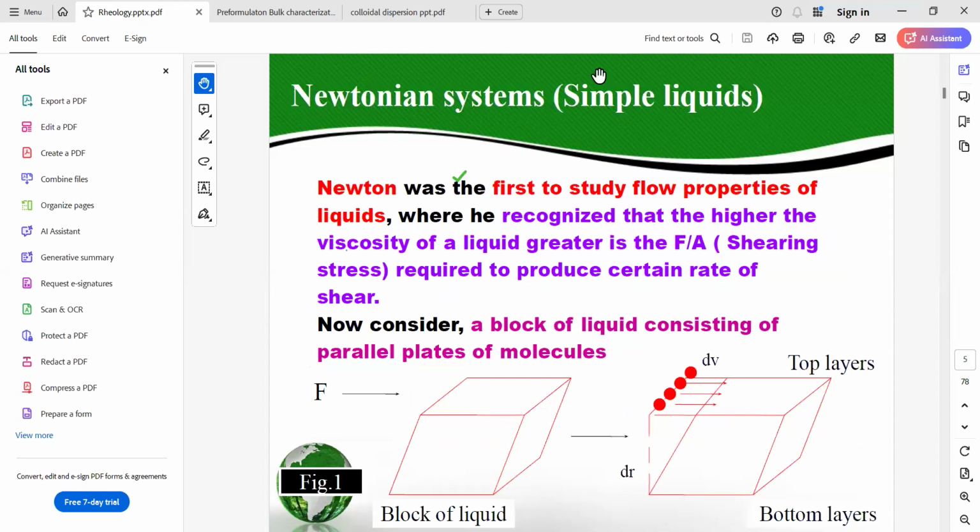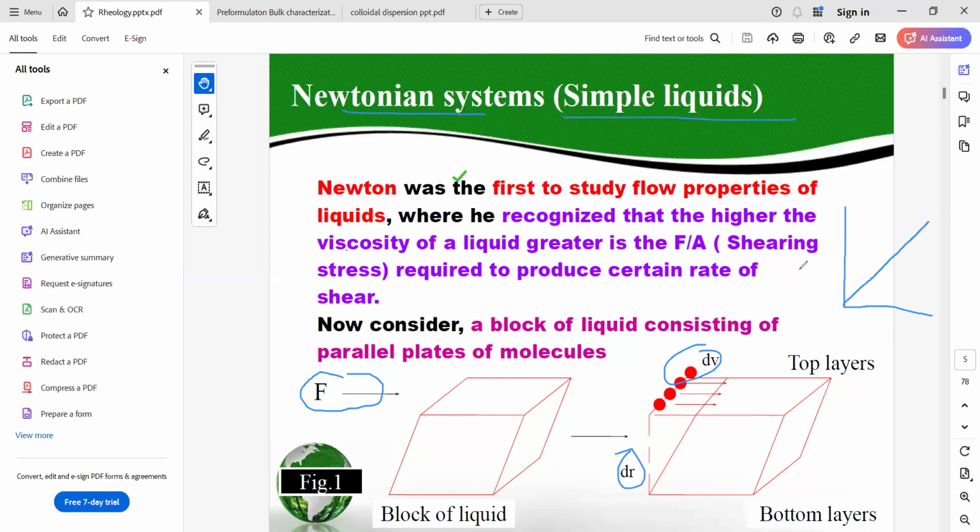Okay, so this is the Newtonian system. Now, what is a Newtonian system? Where the rate of shear is directly proportional to the shearing stress, that is known as a Newtonian system. This F is your shearing stress, and this dV by dr is your rate of shear. If both are proportional to each other, as you give a stress, the rate of shear also increases proportionally. So that is known as a Newtonian system.